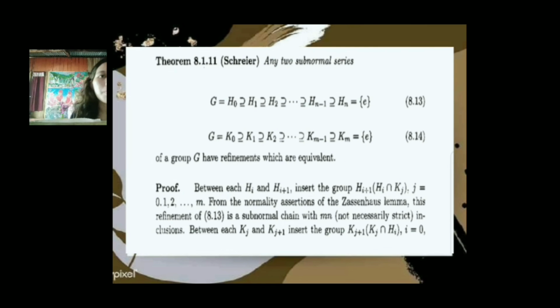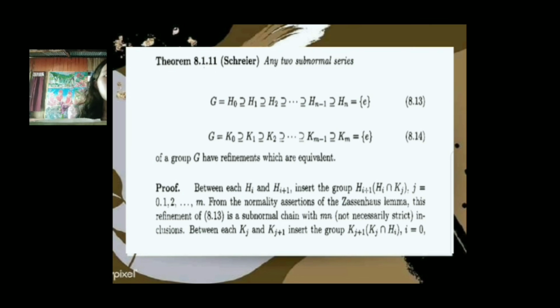Theorem 8.1.11. Any two subnormal series G = H₀ ⊇ H₁ ⊇ H₂ ⊇ ... ⊇ Hₙ₋₁ ⊇ Hₙ = identity and G = K₀ ⊇ K₁ ⊇ K₂ ⊇ ... ⊇ Kₘ₋₁ ⊇ Kₘ = identity of a group G have refinements which are equivalent.